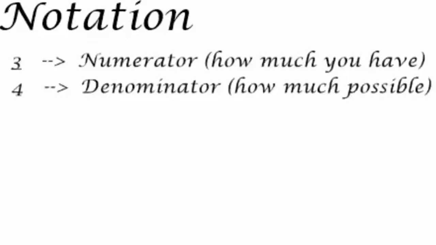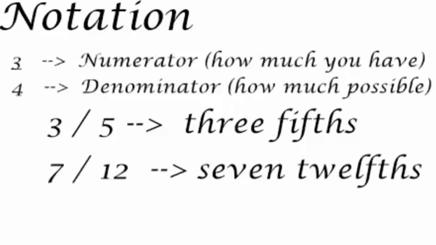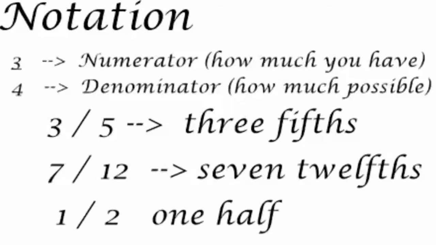So how do we write it? How do we begin to describe how we write fractions and how we look at different types of fractions, or even how we say it? The number on top of the fraction is called the numerator. It's how much you have. The number on the bottom of the fraction, in this case 4, is the denominator, how much is possible. So imagine if you have 3 over 5, it is 3/5. 7 over 12 is 7/12. And finally, 1 over 2 can be described as 1/2.